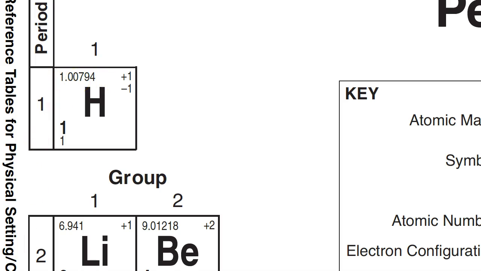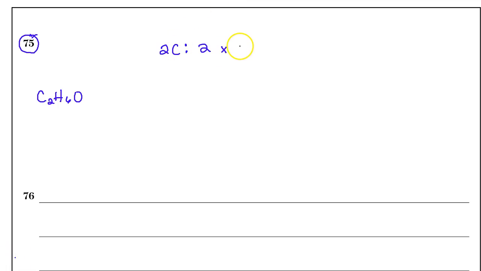So back to the booklet. The atomic mass of carbon was 12. So 2 times 12 is 24. Now they only wanted the work, okay? There's many ways you can do this, but I'm going to show you how you would do it if you forgot. And then of course we have 6 hydrogens.